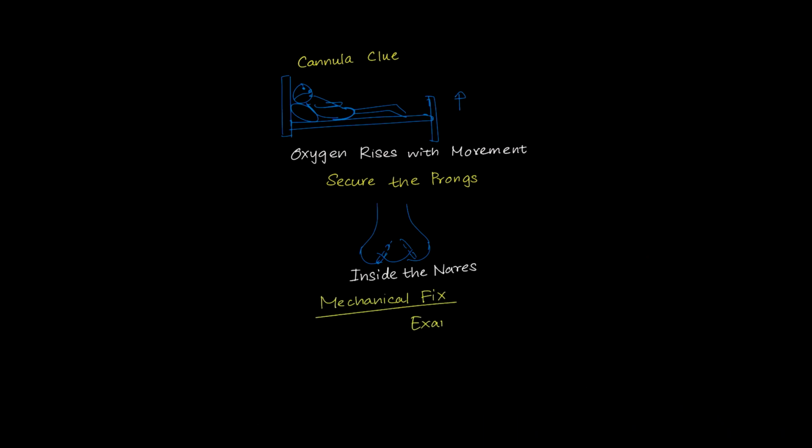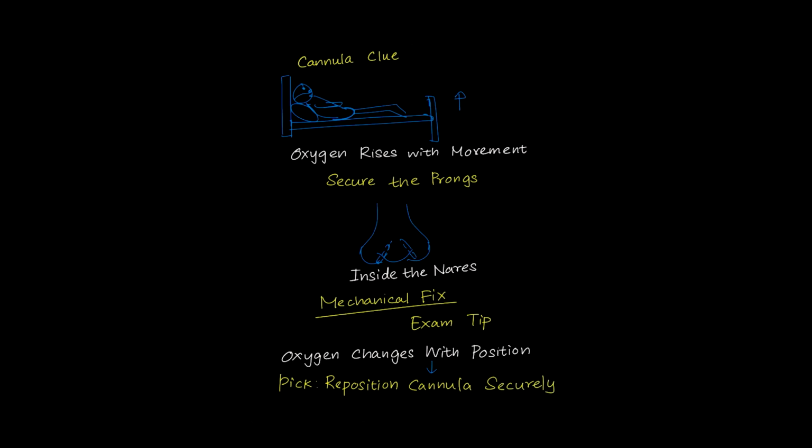Switching to a non-rebreather mask escalates oxygen delivery for a problem that has nothing to do with the patient needing more oxygen. It treats a symptom instead of the cause. Reducing the flow rate drops oxygen even further for a patient whose readings already depend on correct placement. Removing the cannula during movement cuts off supplemental oxygen at the worst possible time and leaves the root issue untouched. Secure placement solves the actual problem.